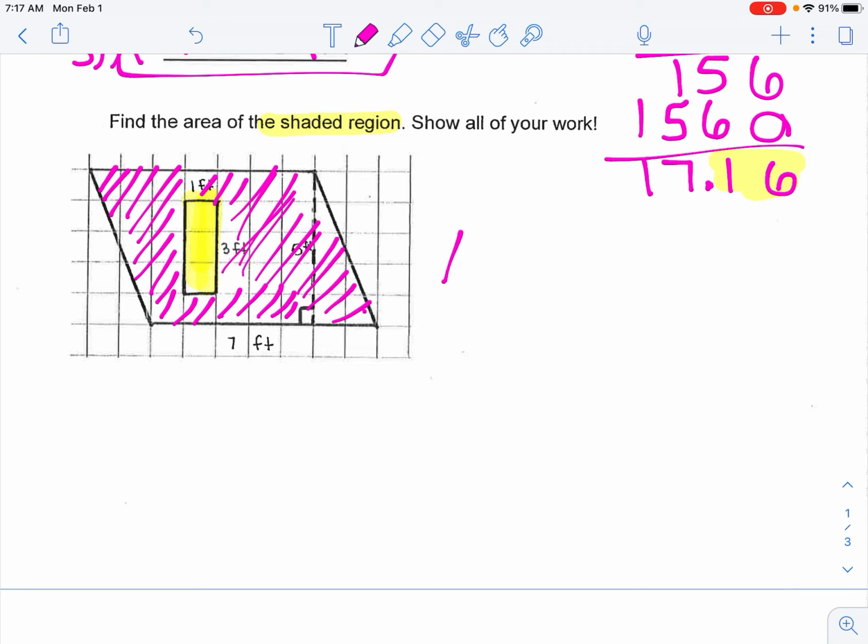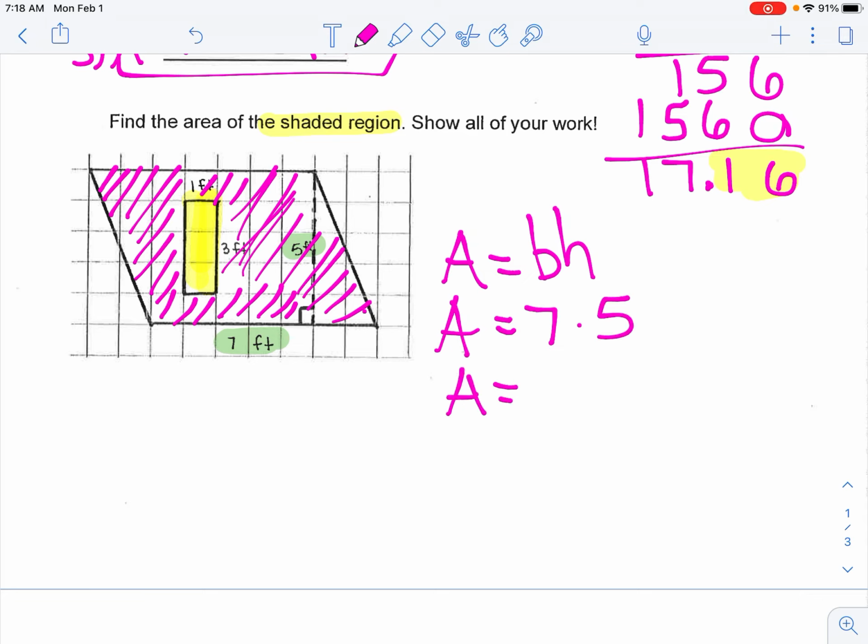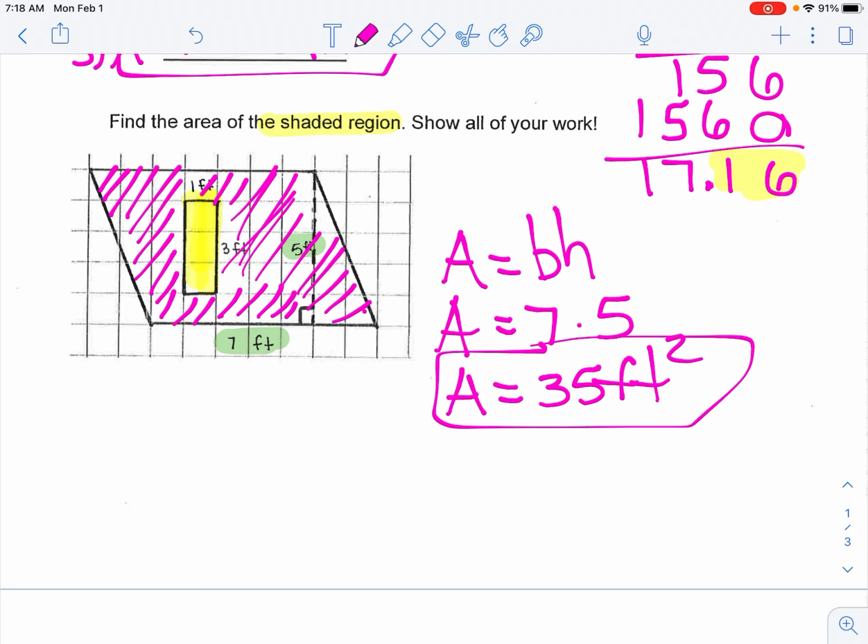So we're going to start with what we know. I know to find the area of a parallelogram, it's base times height. And I can see down here at the bottom, it says my base is 7 feet and my height is 5 feet. So I'm going to substitute. Base is 7 feet. Height is 5 feet. 7 times 5 is 35, and this is feet squared. Okay, so that would be the entire parallelogram.